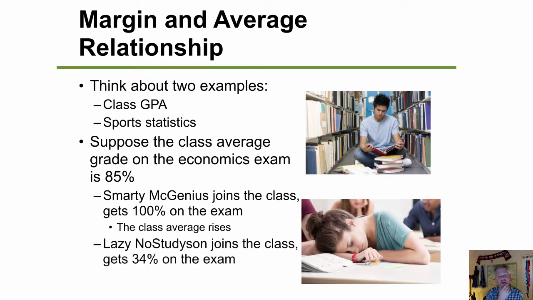Conversely, if I go back to that 85% class average, and I add lazy No-Studyson, and she joins the class, like in this picture, and she gets a 34 on the exam. Her marginal addition to the class is 34%. What would that do when we add her in and take the average for the class? Well, it pulls it down. So if the marginal is above the average, it pulls it up. If the marginal is below the average, it pulls it down. The class average falls there.